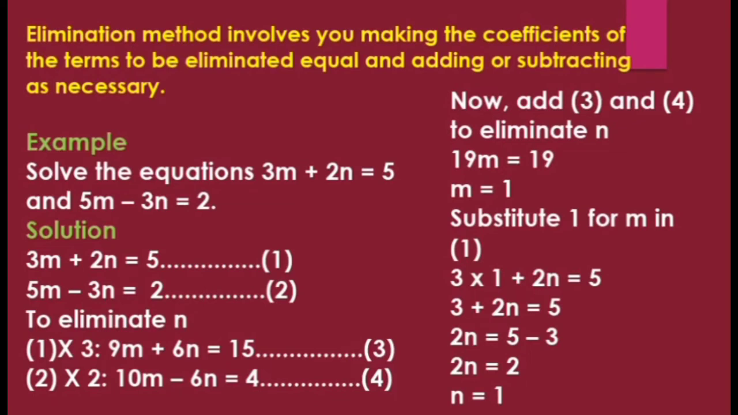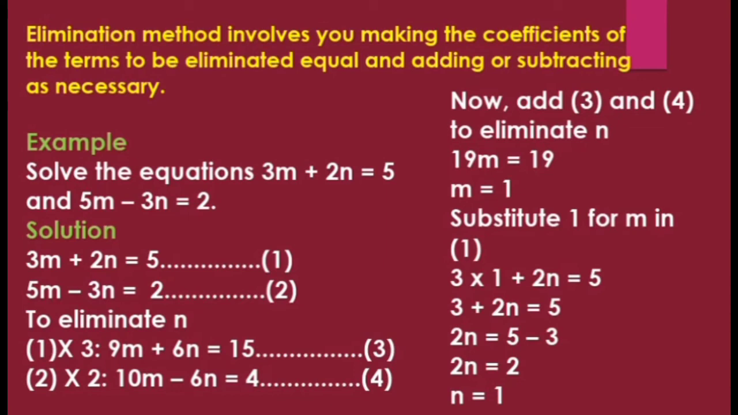It says solve the equations 3m plus 2n is equal to 5 and 5m minus 3n is equal to 2. So, as usual, label both equations. First equation as equation 1, second equation as equation 2. Now, we want to eliminate n. All we need to do here is to make sure that the coefficient of n in both equations is the same. And to achieve that, we need to multiply equation 1 by 3. That gives us 9m plus 6n equals 15, and that gives us equation 3. Then we multiply equation 2 by 2.